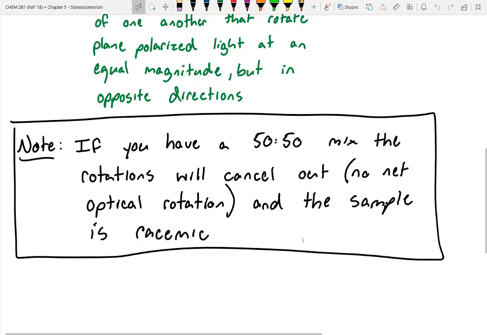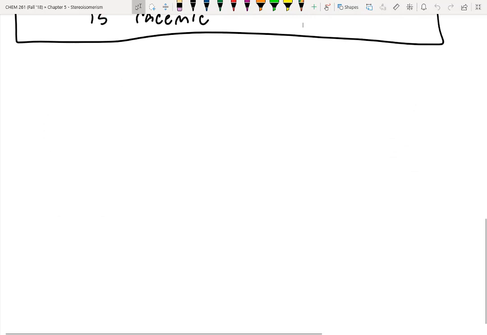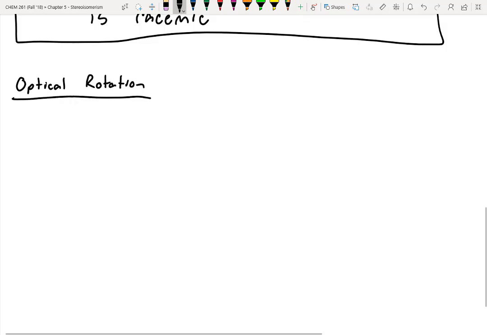All right, so now we have to get into a bit of math, which you thought you got away from. So let's describe optical rotation. Yep, it's going to be a lot of calculus here, so bear with me. I'm kidding. I hate calculus.